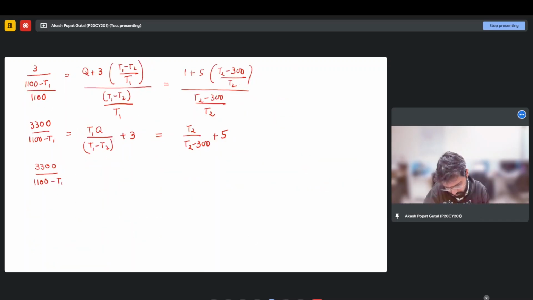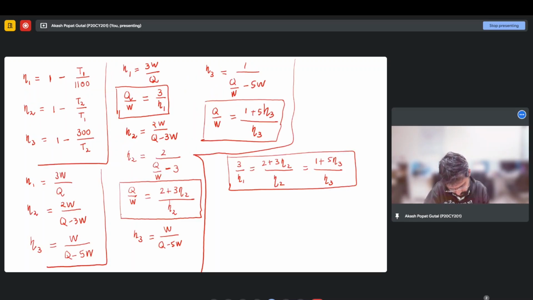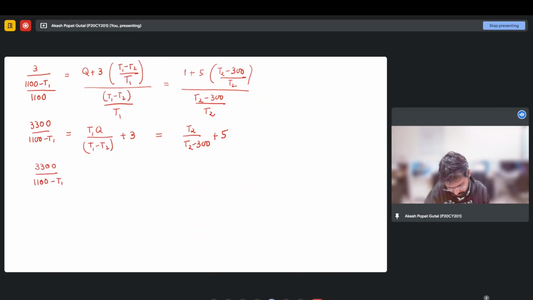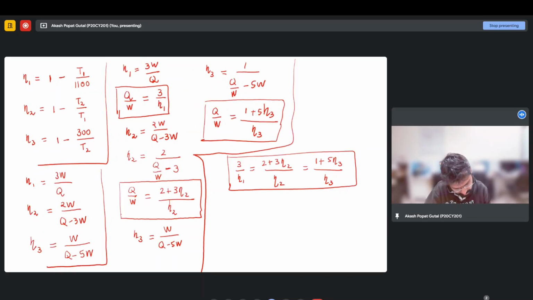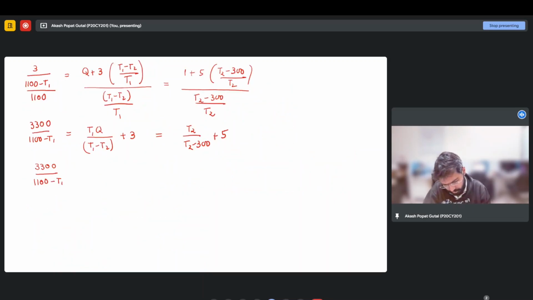And no, something is not right. Where am I getting this Q? No, it's not possible. It must be 1 plus 2 plus. It's not Q, it's 2. Sorry. Right. Yeah, 2 into T1. It's 2 into T1.